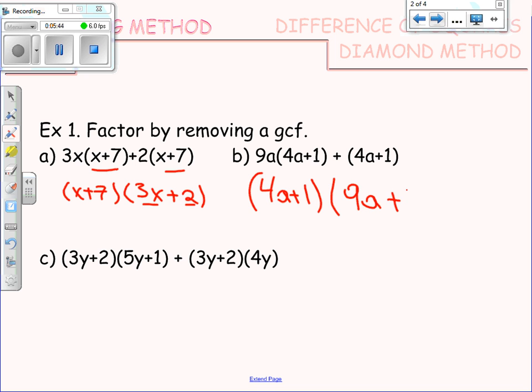When you took 4a plus 1 in the second term and divided it by 4a plus 1, you were left with what? 1. Right, because if you were to multiply that back in, you would get this, right? Yeah, that's why there's brackets.